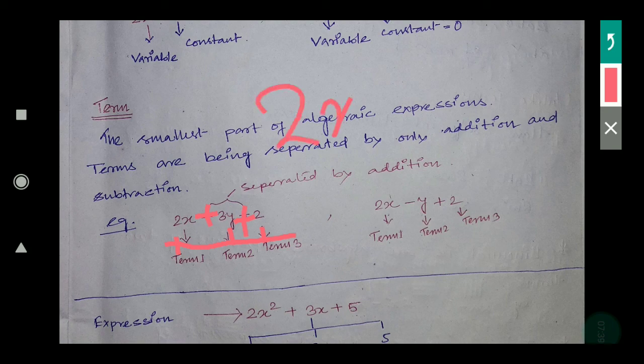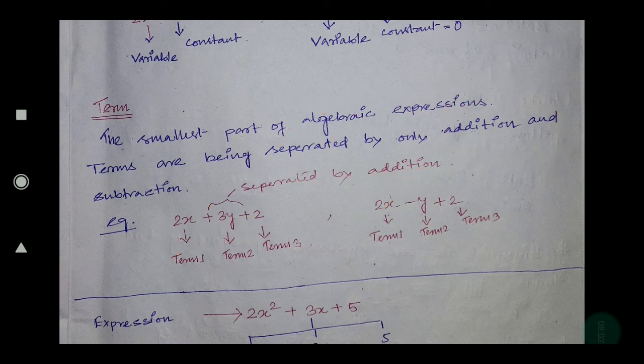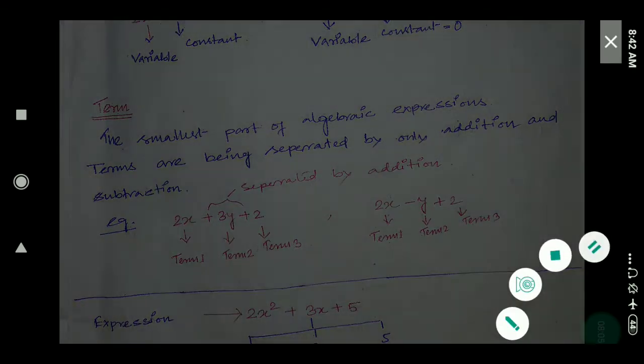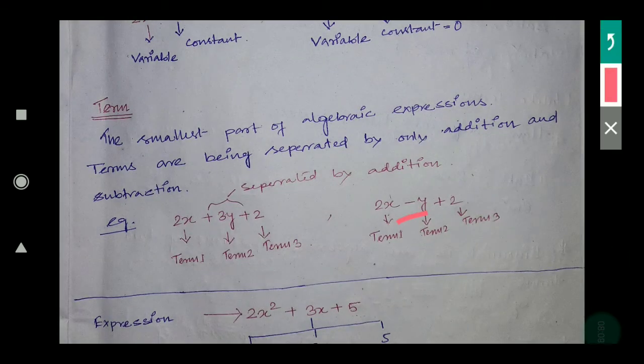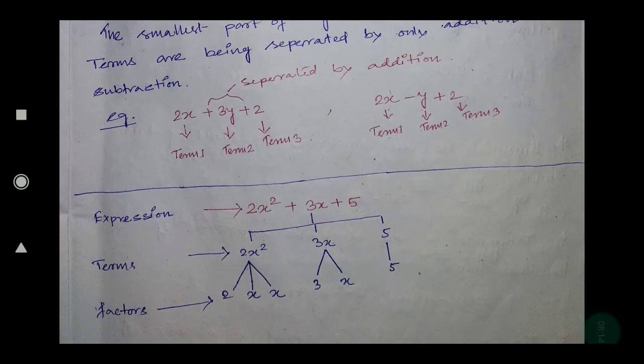If multiplication is there, then we will consider them as factors, because factors are multiplied. So if it is given like this, 2x plus y plus 1, then we will consider this one as one term, that means term 1, and this one will be term 2. Suppose in place of addition, subtraction is given, then also we will count them separately. Okay, so see this one, algebraic expressions.